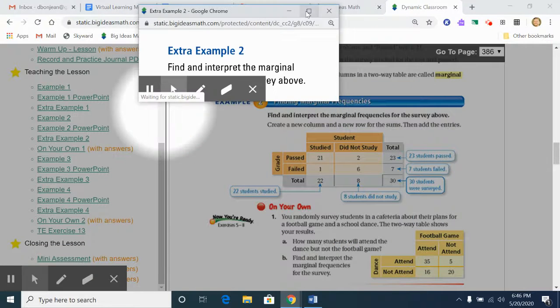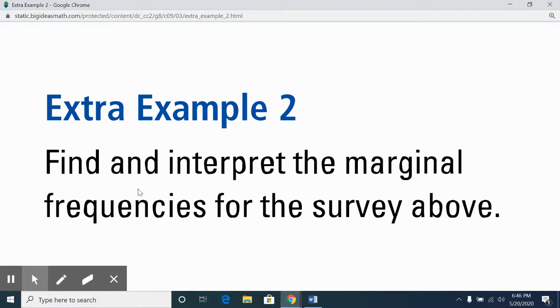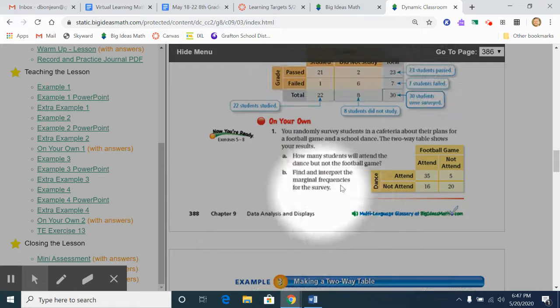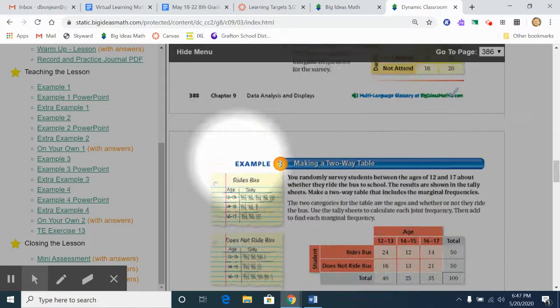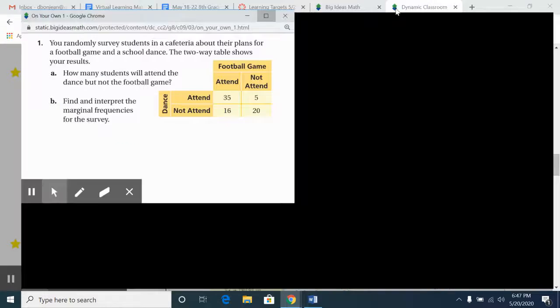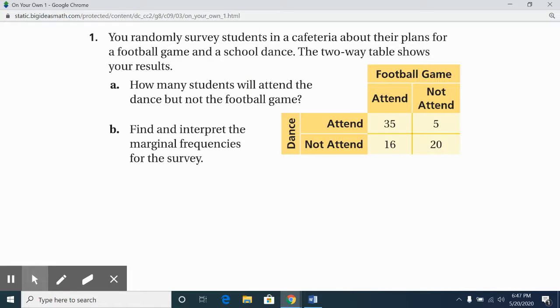Let's do one extra, same way. Find and interpret the marginal frequencies for the survey above. Okay, so that's not really going to help us out because there's no survey shown. All right, let's look at an on your own question where they actually have a survey.